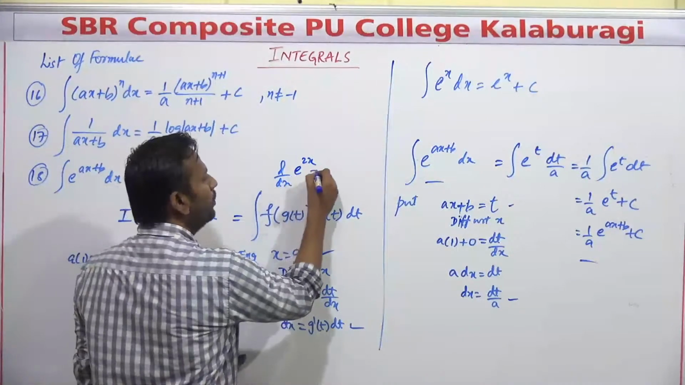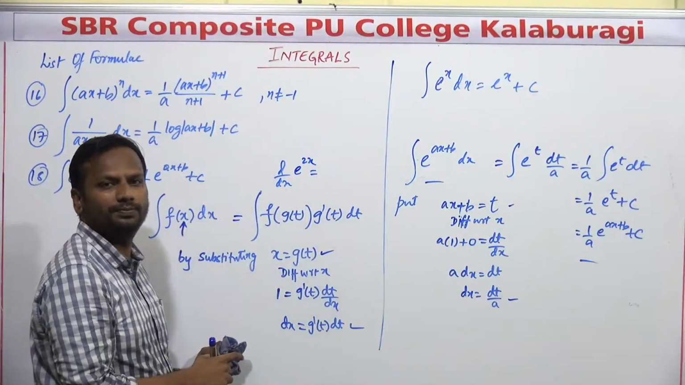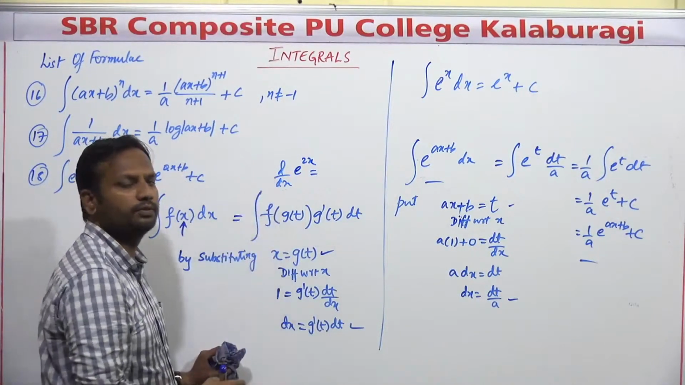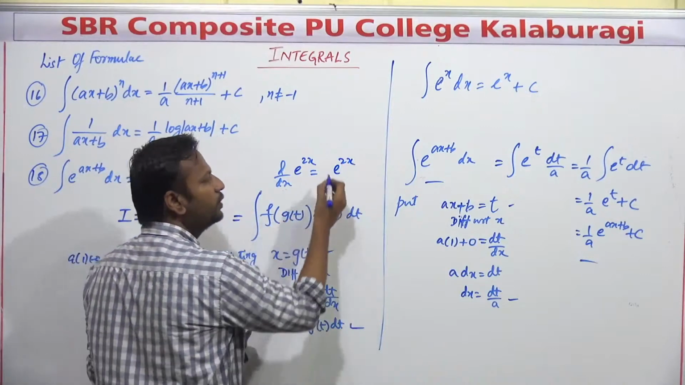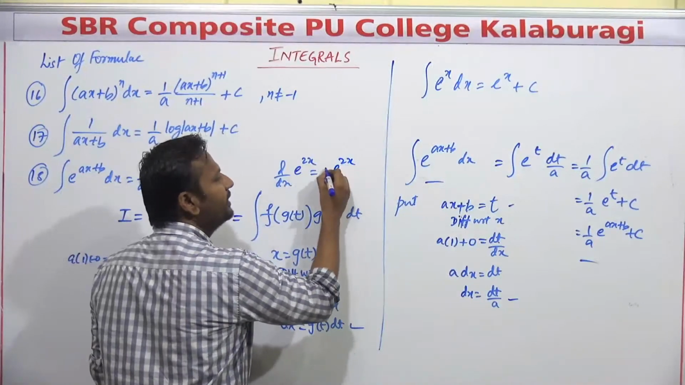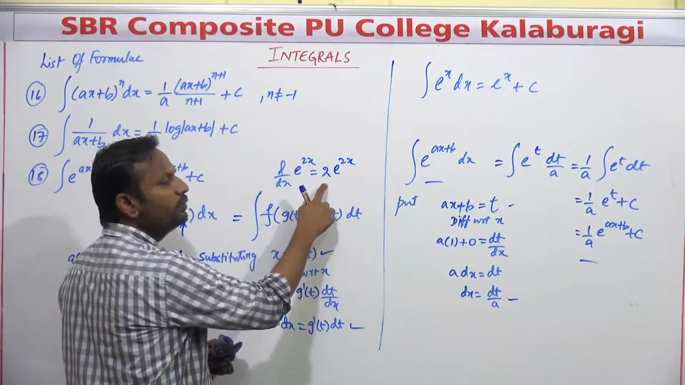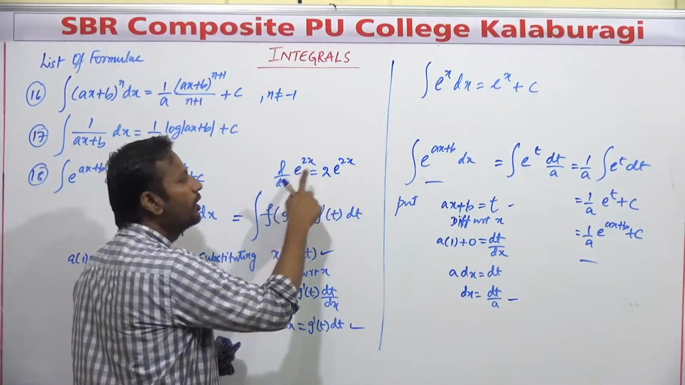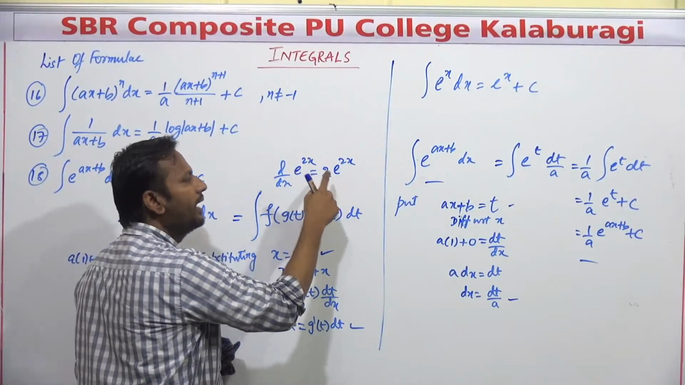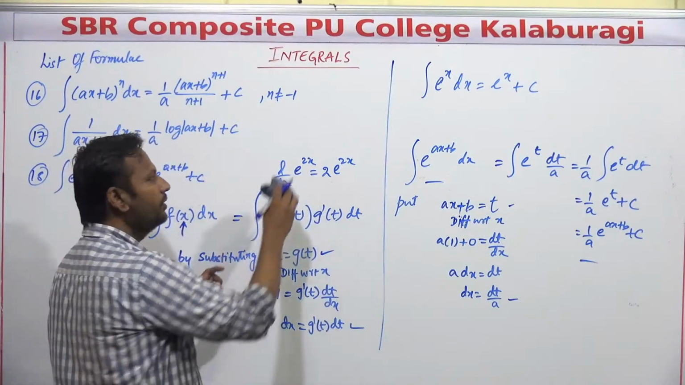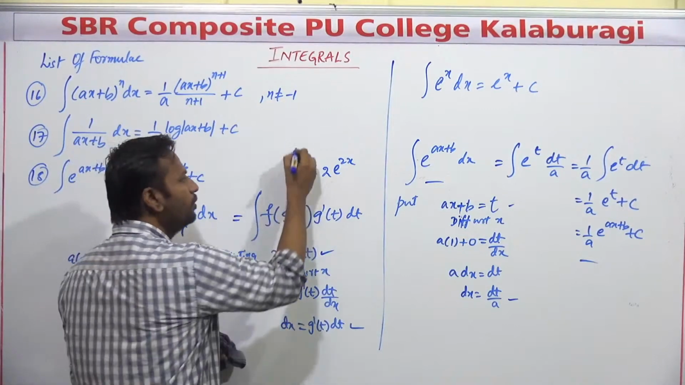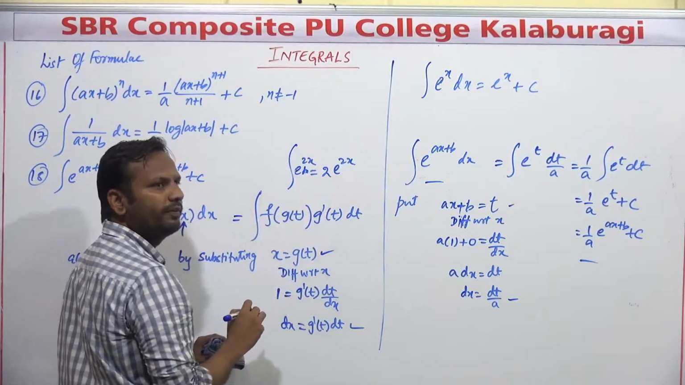what do you do? What is the e raised to 2x differentiation? Students, what is the differentiation of e raised to 2x? You are writing e raised to 2x. Derivative of 2x is 2. So you are multiplying this 2 with e raised to 2x. But in the integration, what we have to do? Integration with respect to x, what we have to do?